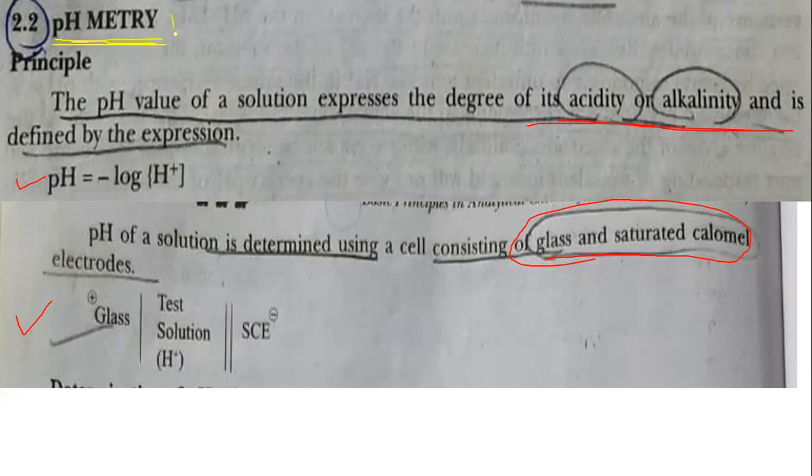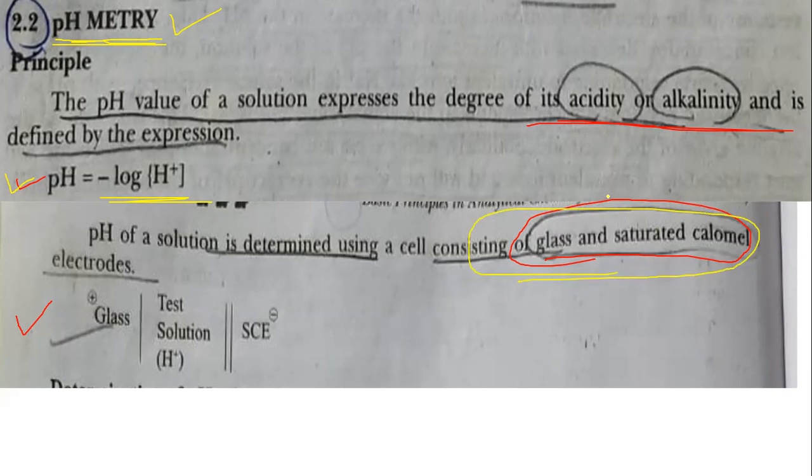So, hello everybody. In this lecture, we are going to see pH metering. First is the principle of pH metering. The pH value of a solution expresses the degree of its acidity or alkalinity and is defined by the expression pH is equal to negative log of H plus ion. So, the pH of a solution is determined using a cell consisting of a glass and saturated calomel electrode.